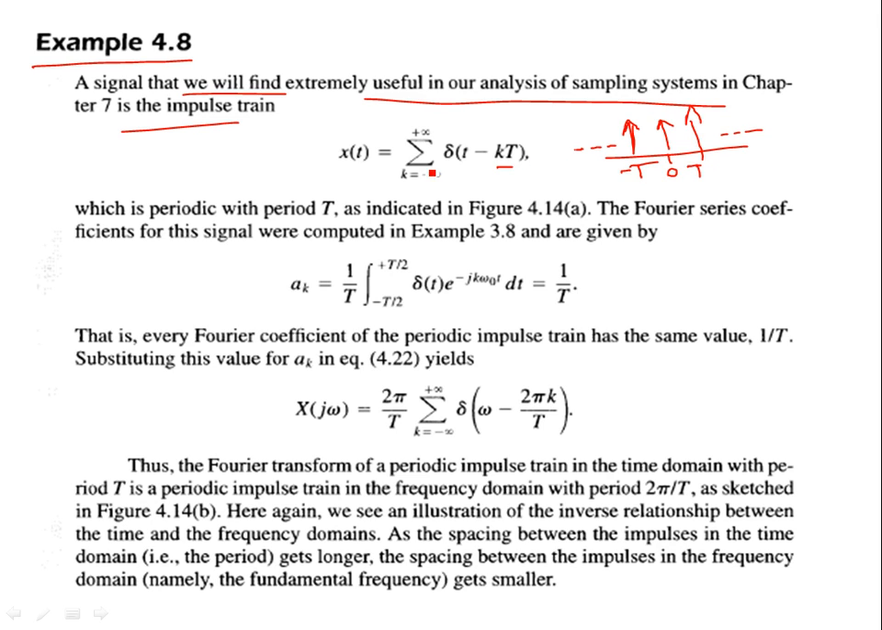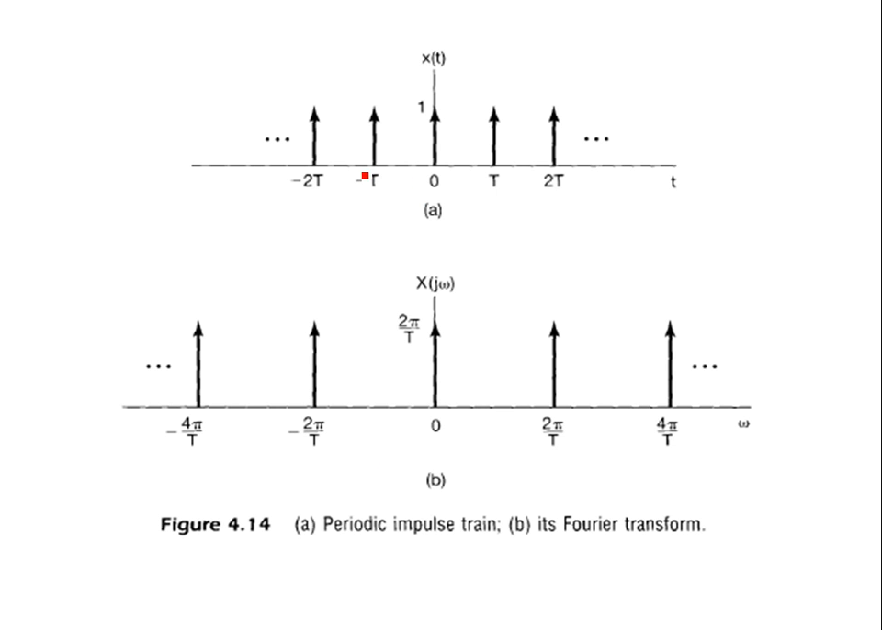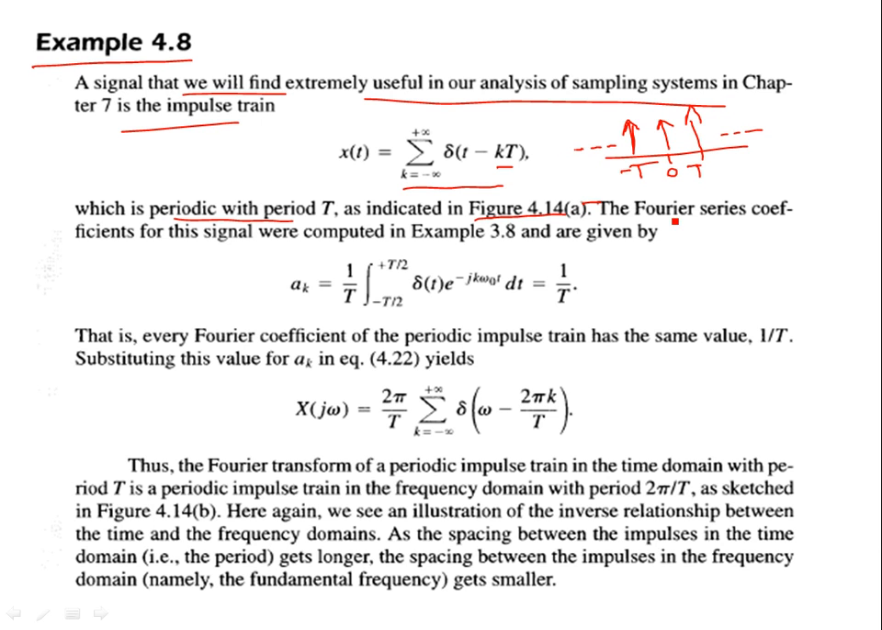This is a periodic impulse train, and this is the representation of a periodic impulse train in time. It is periodic with period T, so that means it can be expressed in terms of Fourier series. This is shown in figure 4.14a. You can see x(t) consists of periodic impulses having the period T. For example, this is minus T by 2 to plus T by 2. In one period you have just a single impulse, and then it is repeating at intervals of T. The Fourier series coefficients of this signal were computed in example 3.8.